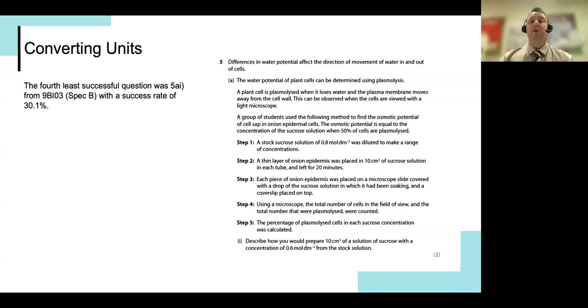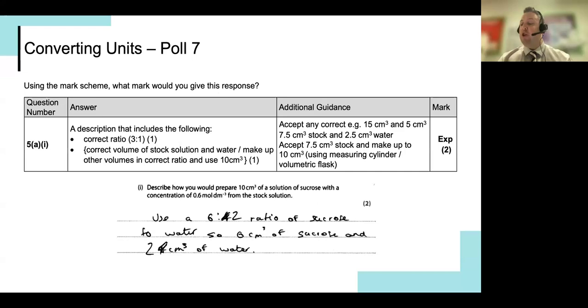Here's an example of a question from specification B. This is in paper 3, success rate about 30.1%. It gave them a procedure for looking at differences in water potential. The first part of the question told them that a stock solution of 0.8 mole per decimeter cubed was created, and that was then used to dilute to make a range of different concentrations. What they were asked to do here was to describe how you would prepare 10 centimeters cubed of a solution of sucrose with a concentration of 0.6 moles per decimeter cubed from the original stock solution. So again, we're integrating ratios here.